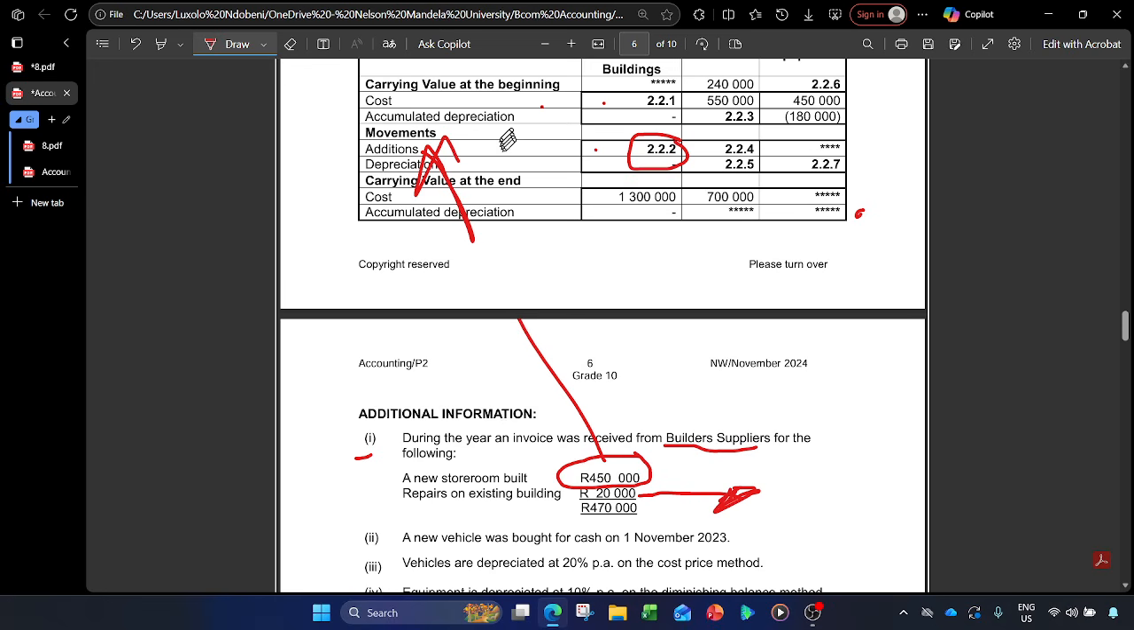So you can see we know the additions, we know the cost at the end because it is given there, 1,300,000, but unfortunately we don't know the cost at the beginning. Now how can we calculate the cost at the beginning, guys? You know, cost at the beginning plus additions will give you the cost at the end, right? When you're going up to the cost at the beginning, you change the sign. If you were adding when going down, now you must subtract. So the cost at the end includes the additions, so you must deduct the additions, then you will get the cost at the beginning.